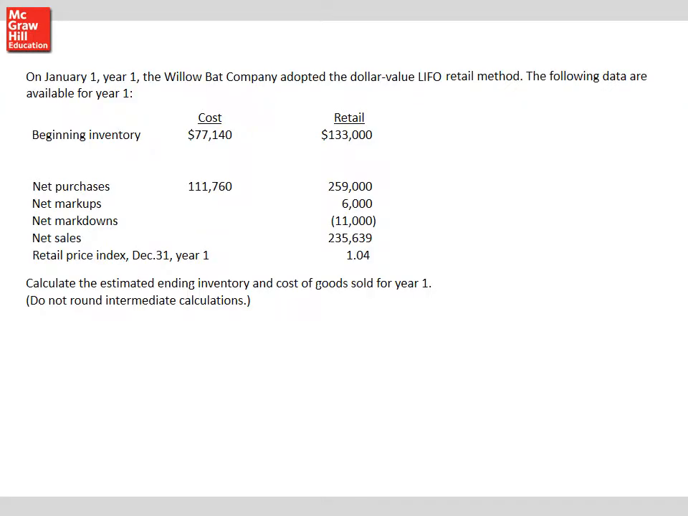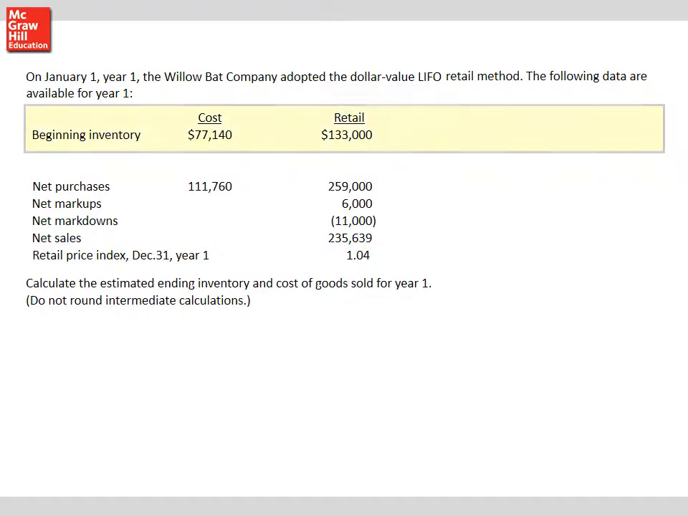Exercise 9-19, our final one. Well, if they can't get any more complex, now we're going to do one assuming dollar value LIFO. Remember dollar value LIFO from last chapter? So here's some data, and they give us a retail price index for the first year. Let's take that information and calculate the retail method using dollar value LIFO.